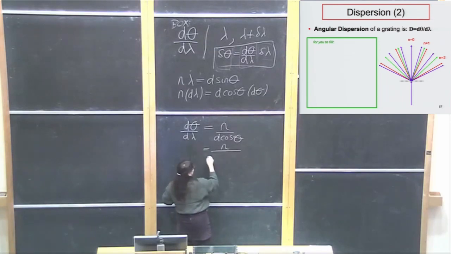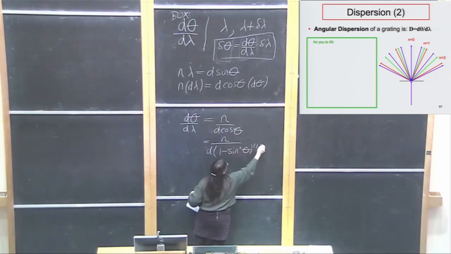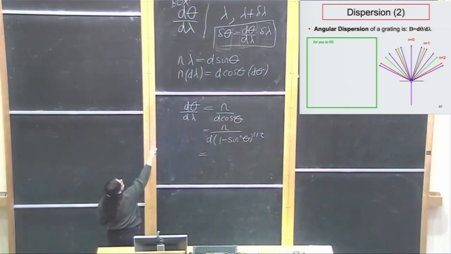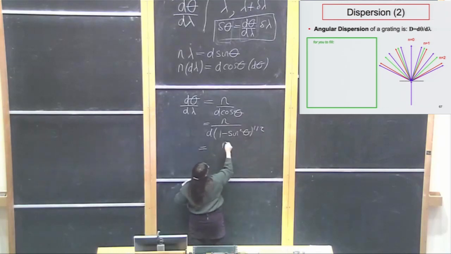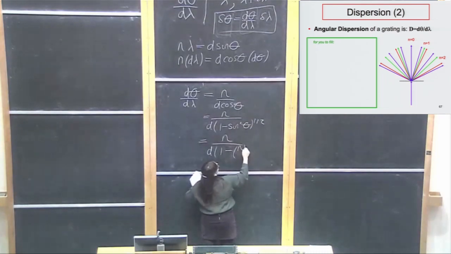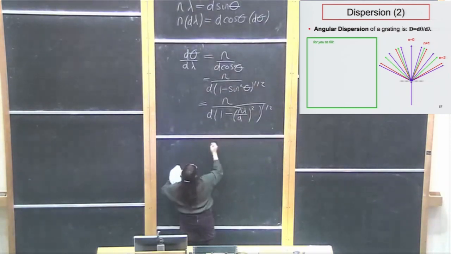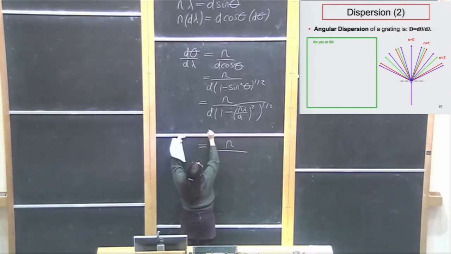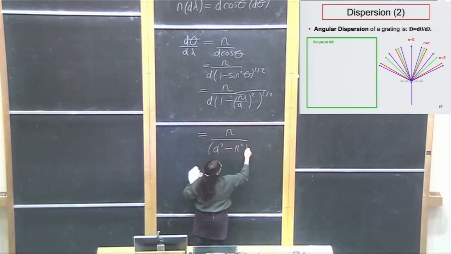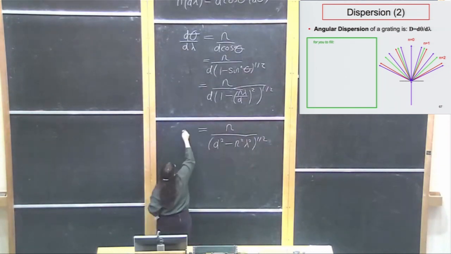And I'm just going to put that also into a different form. d times (1 minus sine squared θ) to the half. And because my sine θ is nλ over d from my grating equation, let's just do it a bit more. So d times (1 minus (nλ over d) squared) all to the half. Let's just get it into its simplest form. So n over (d squared minus n squared λ squared) to the half. Right, so that's my angular dispersion.